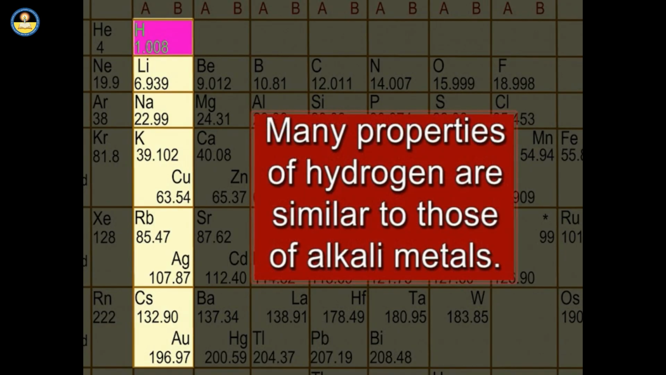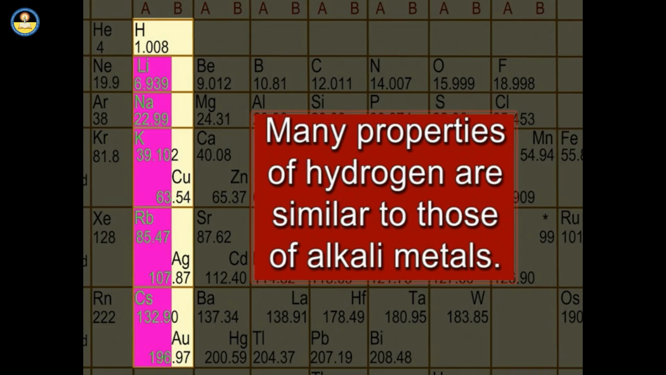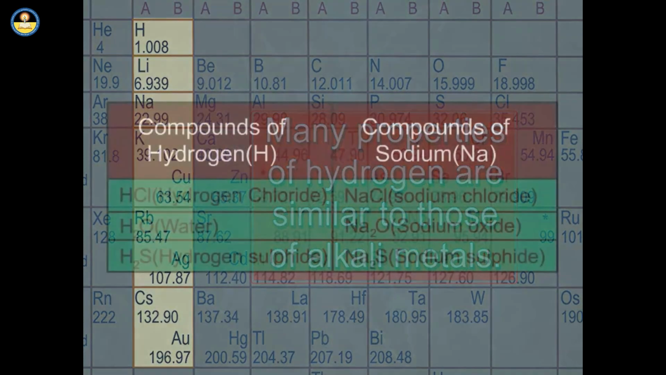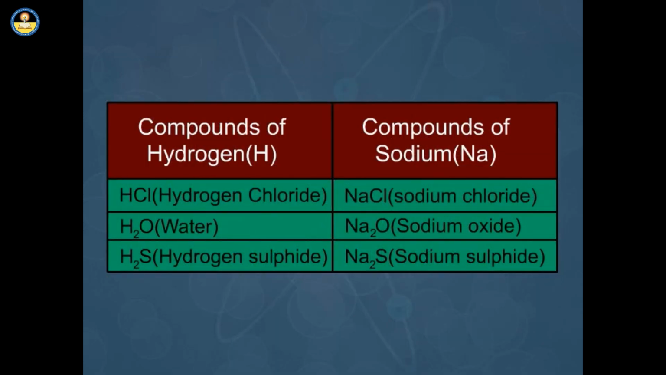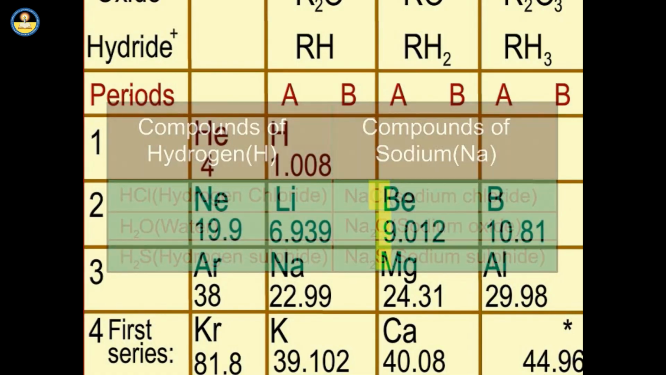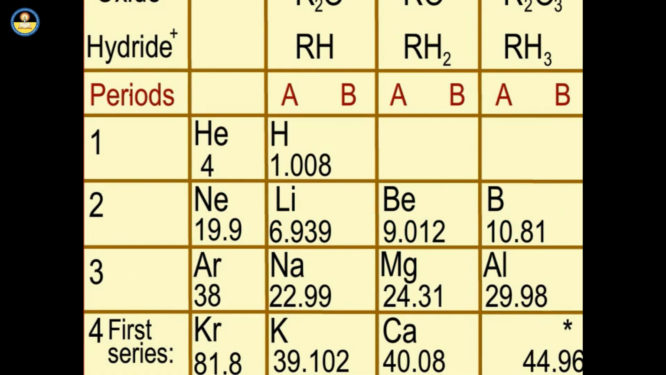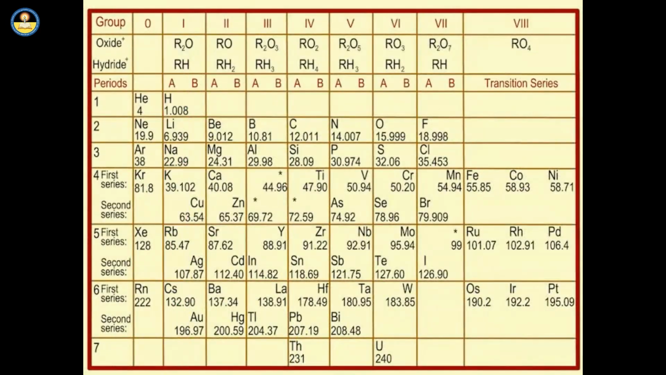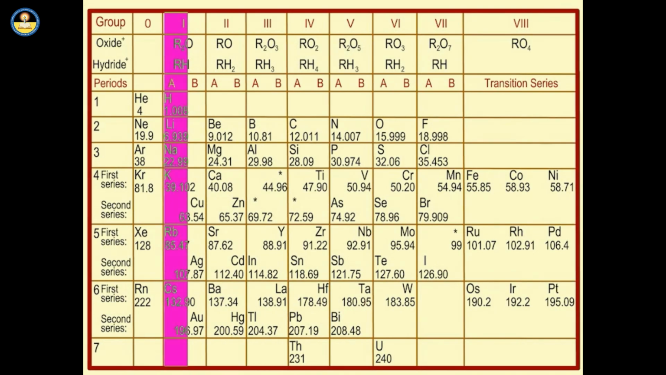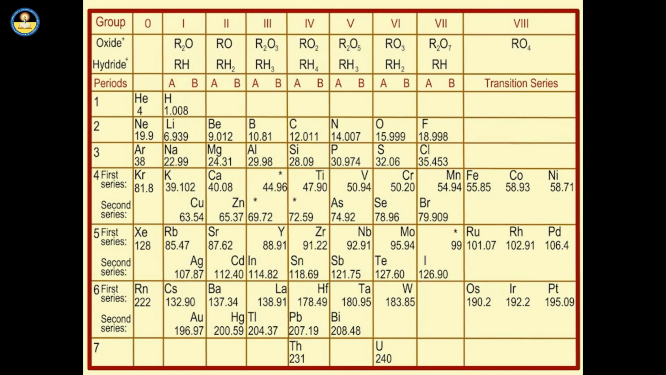Therefore, many properties of hydrogen are similar to those of alkali metals. For example, like alkali metals, hydrogen combines with halogens, oxygen and sulfur to form compounds having similar formulae as shown on screen. Thus, hydrogen can be placed along with alkali metals of group 1A of the Mendeleev's periodic table.